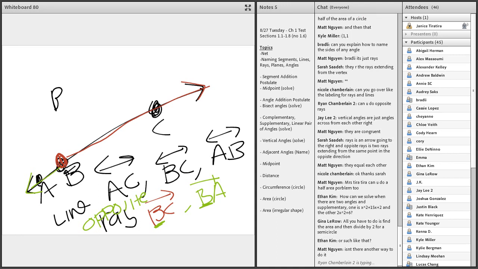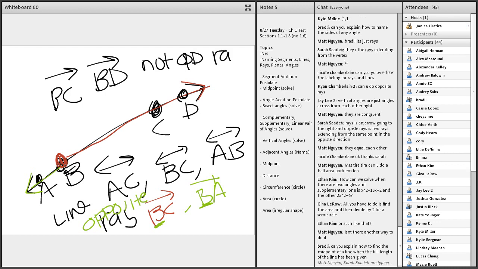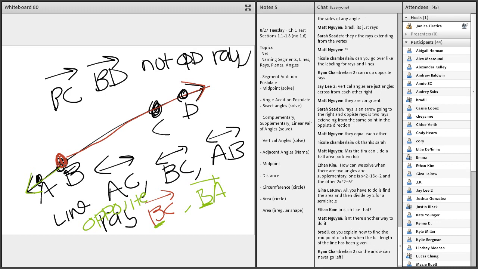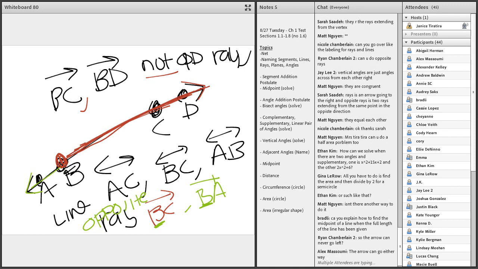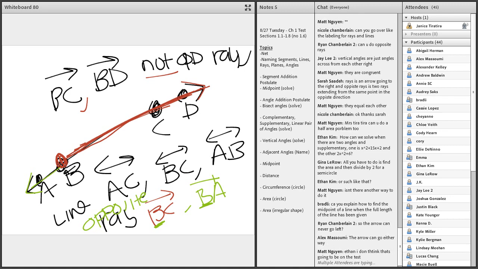B, let me put a letter D here. Ray BC and ray BD are not opposite rays because they are going in the same direction. Ray BC is the same as ray BD. It's both this red arrow mark. So they are not opposite rays, okay?